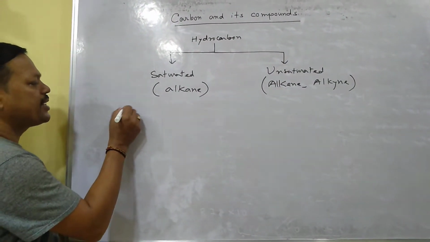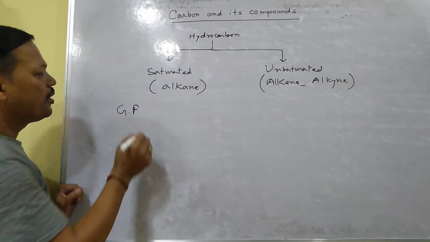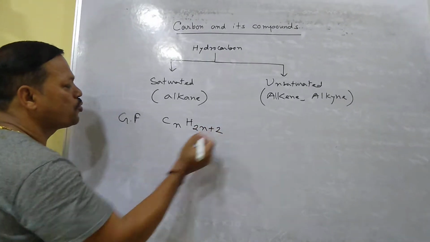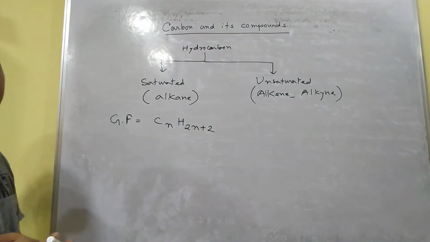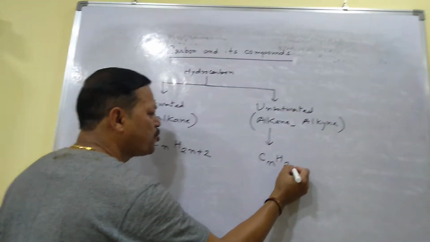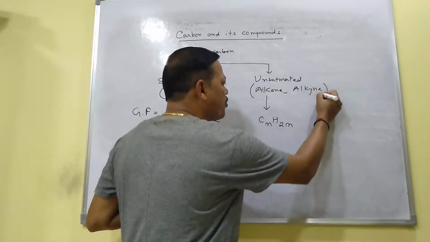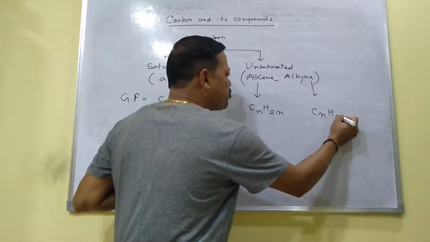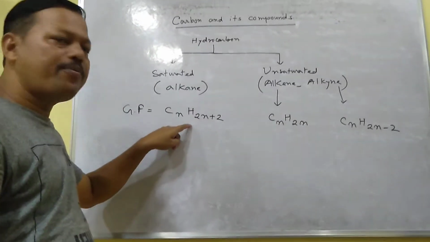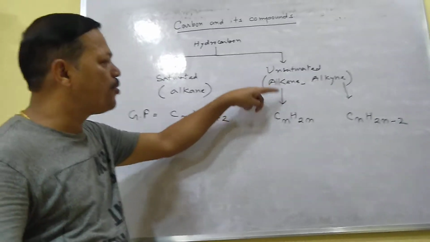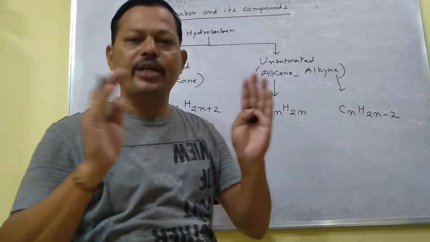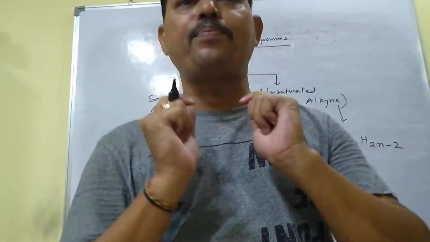Do you know what is the general formula of alkane? The general formula of alkane is CnH2n plus 2. This is called general formula of alkane. And the alkene general formula, it is CnH2n. And the alkyne general formula, this is CnH2n minus 2. This is the general formula of alkane, this is the general formula of alkene, this is the general formula of alkyne.